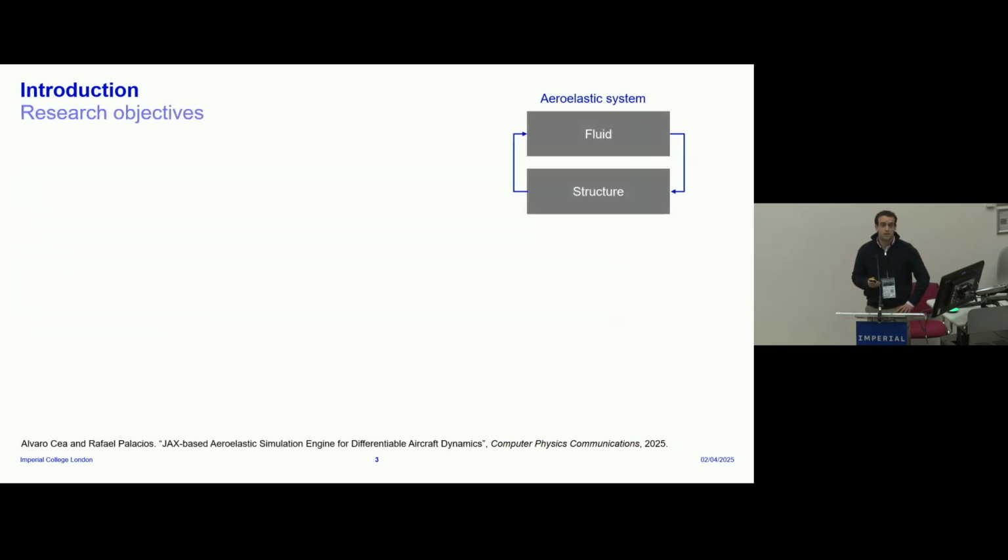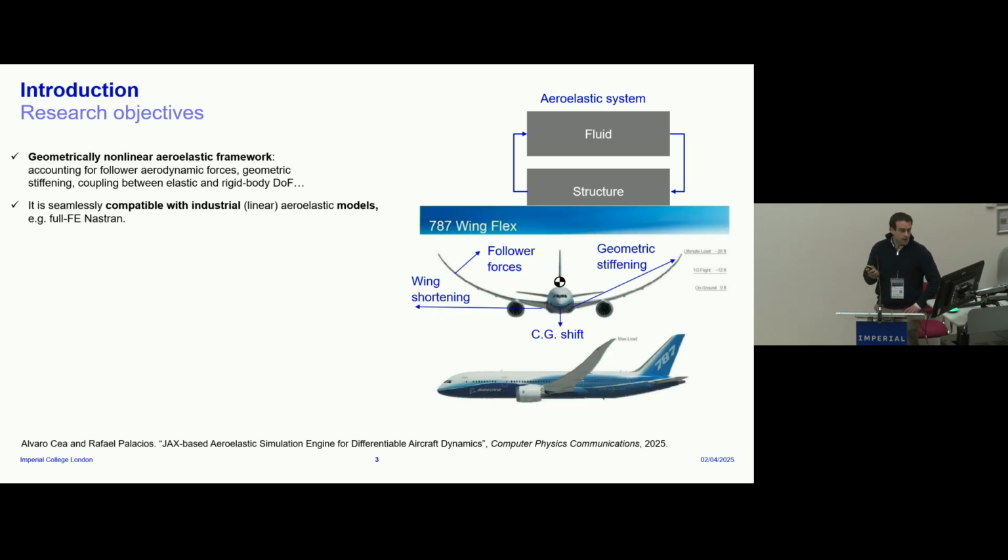So very quickly, what is aeroelasticity? It is the interaction between the fluid and the structure, and also, this is a bit more complicated, we have control and the inertial forces there. But what we have achieved is a framework for geometrically nonlinear aeroelastic analysis.